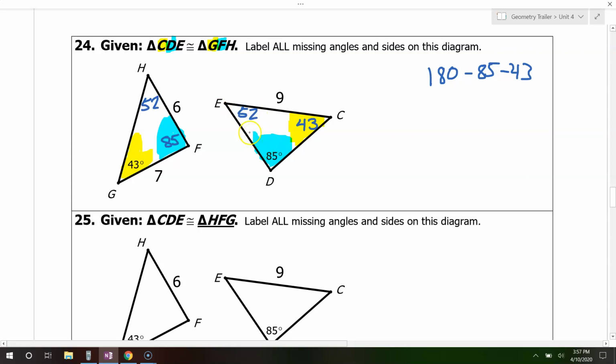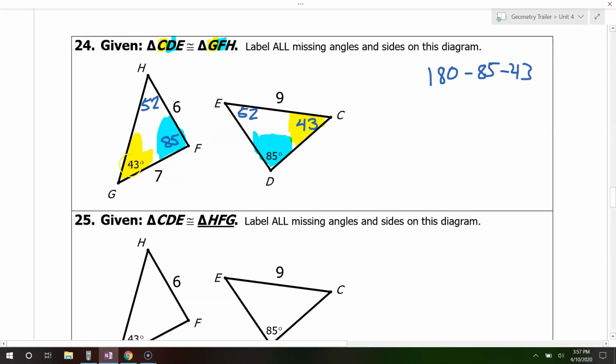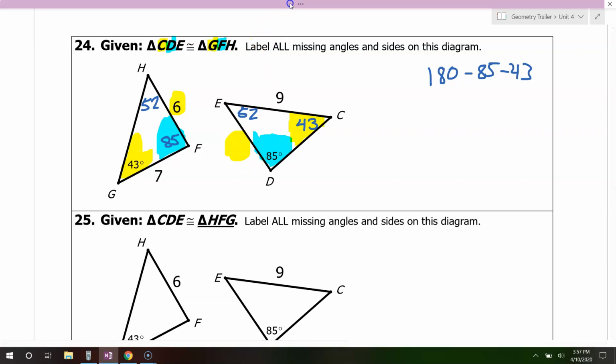Now, how about the sides? Well, I see that, let's see, how can I match this up? Let's use the side that is across from the angle. I'm going to match up those colors. So see how the 6 is across from angle G? So the yellow is across from the yellow. So the yellow angle here, angle C, sort of matches up, is across from this angle. So I'm going to make this my yellow side.